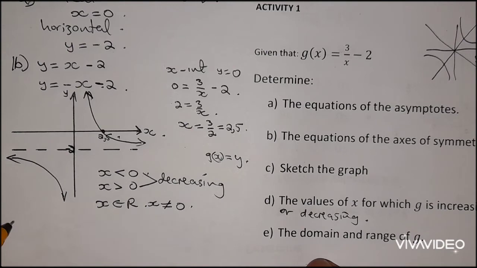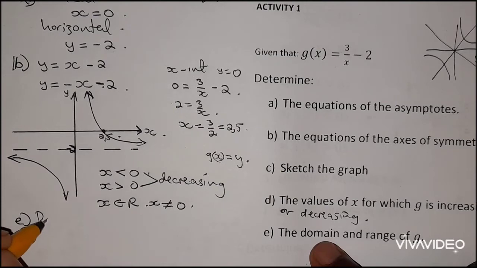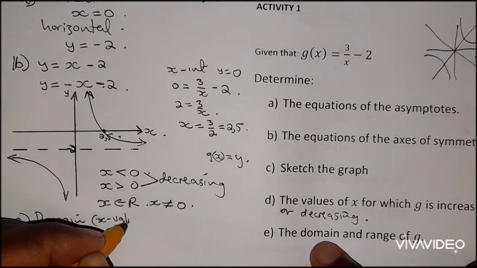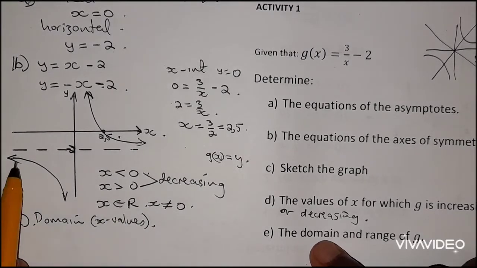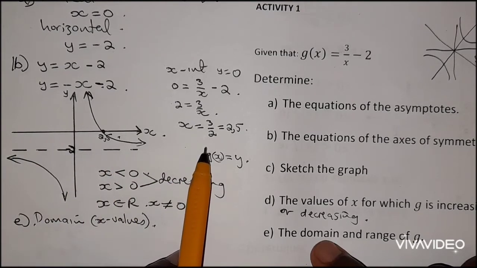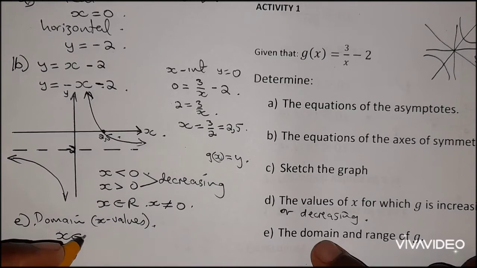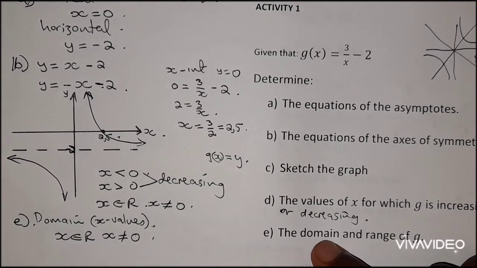And then for the last question, question E, domain. Remember, domain is x values. And our x values start from negative infinity going all the way to positive infinity. So we can take this also as our domain, right? x is an element of R, but x is not equal to 0. This is the point where x is equal to 0. Remember, that's our vertical asymptote.